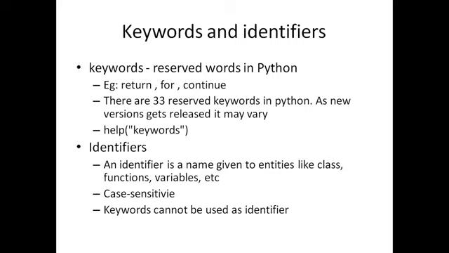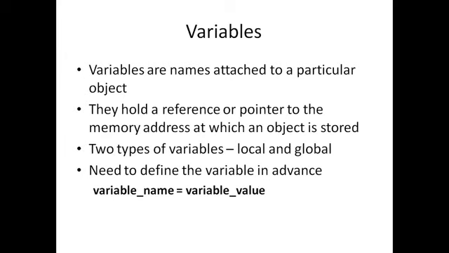Then identifiers. What are identifiers? An identifier is basically a name we give to a variable, a function, or a class. These identifiers are case sensitive in Python. The keywords I already mentioned cannot be used as identifiers. And what are variables? Variables are basically names that are attached to a particular object.